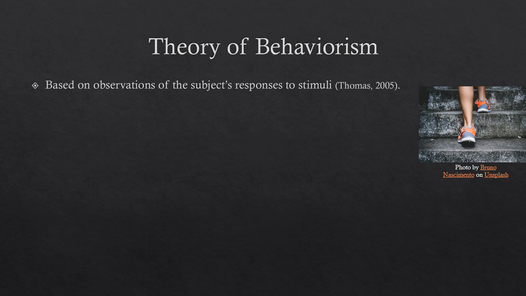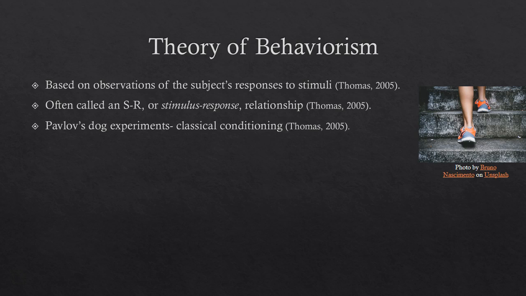Next came the theories of behaviorism. Behaviorism in general is just based on observations of the subject's response to different stimuli. This was earlier when we first started talking about behaviorism. People would call this the S-R, the stimulus-response relationship. You might think back to Pavlov's dogs. He was one of the earliest behaviorists, and he trained the dogs to salivate when they heard a bell, and that was called classical conditioning.